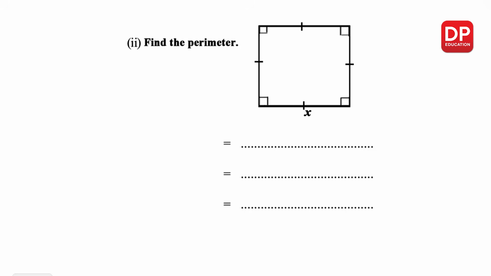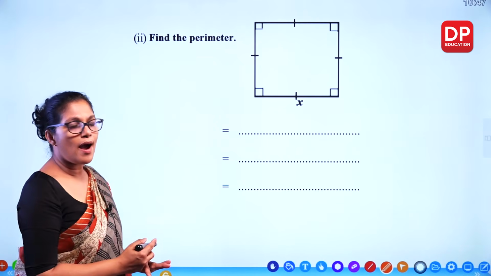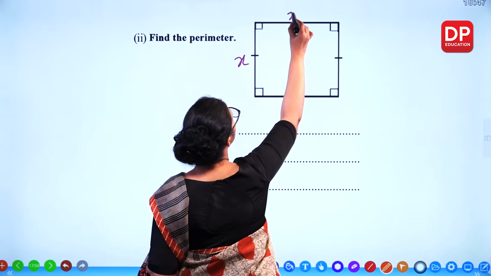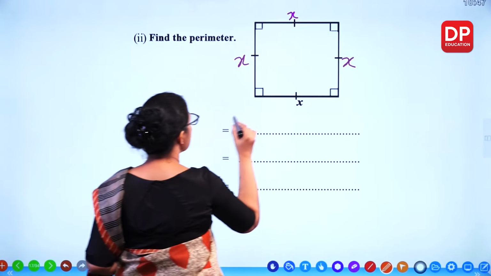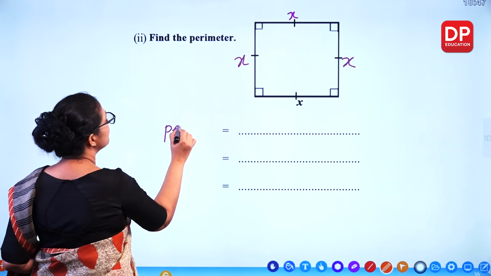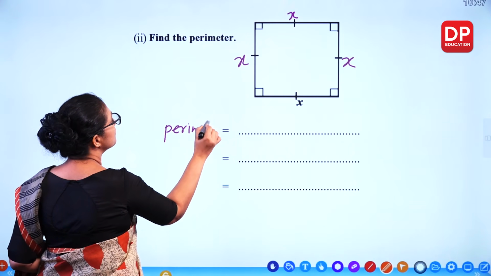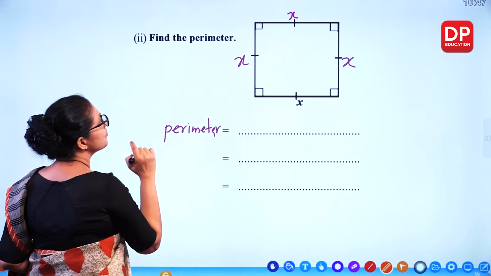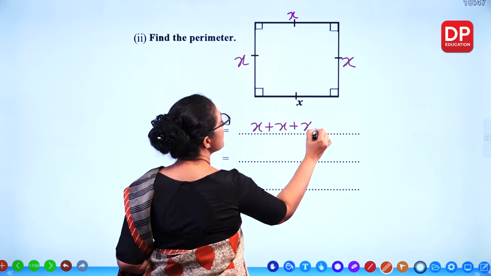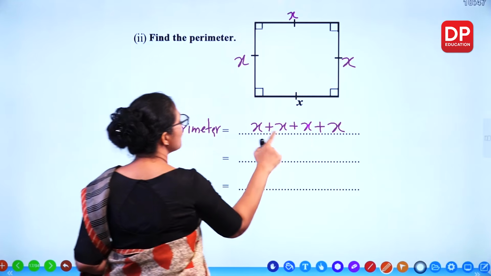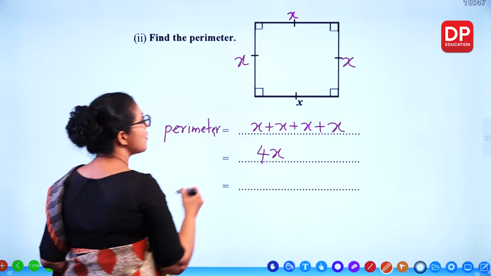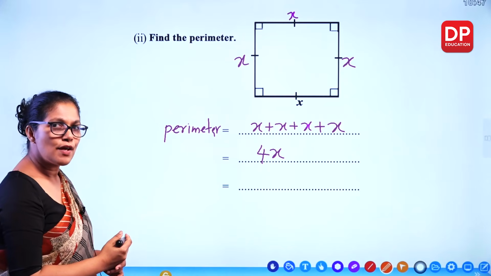Find the perimeter of this figure. So this is a square. All sides are the same, x. So what's the perimeter? Perimeter is equal to x plus x plus x plus x. We can add the like terms and write this as 4x. So the perimeter of this square is 4x.